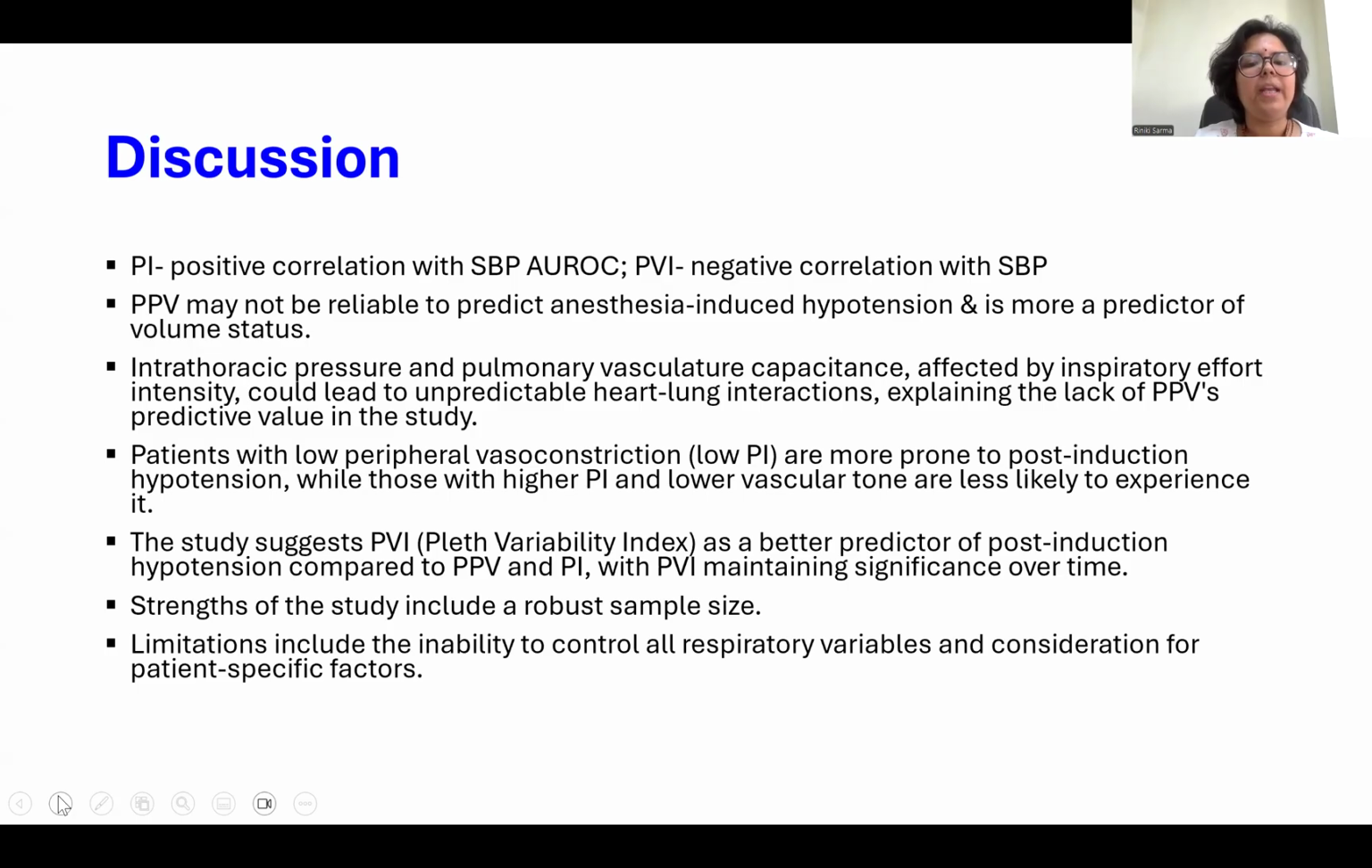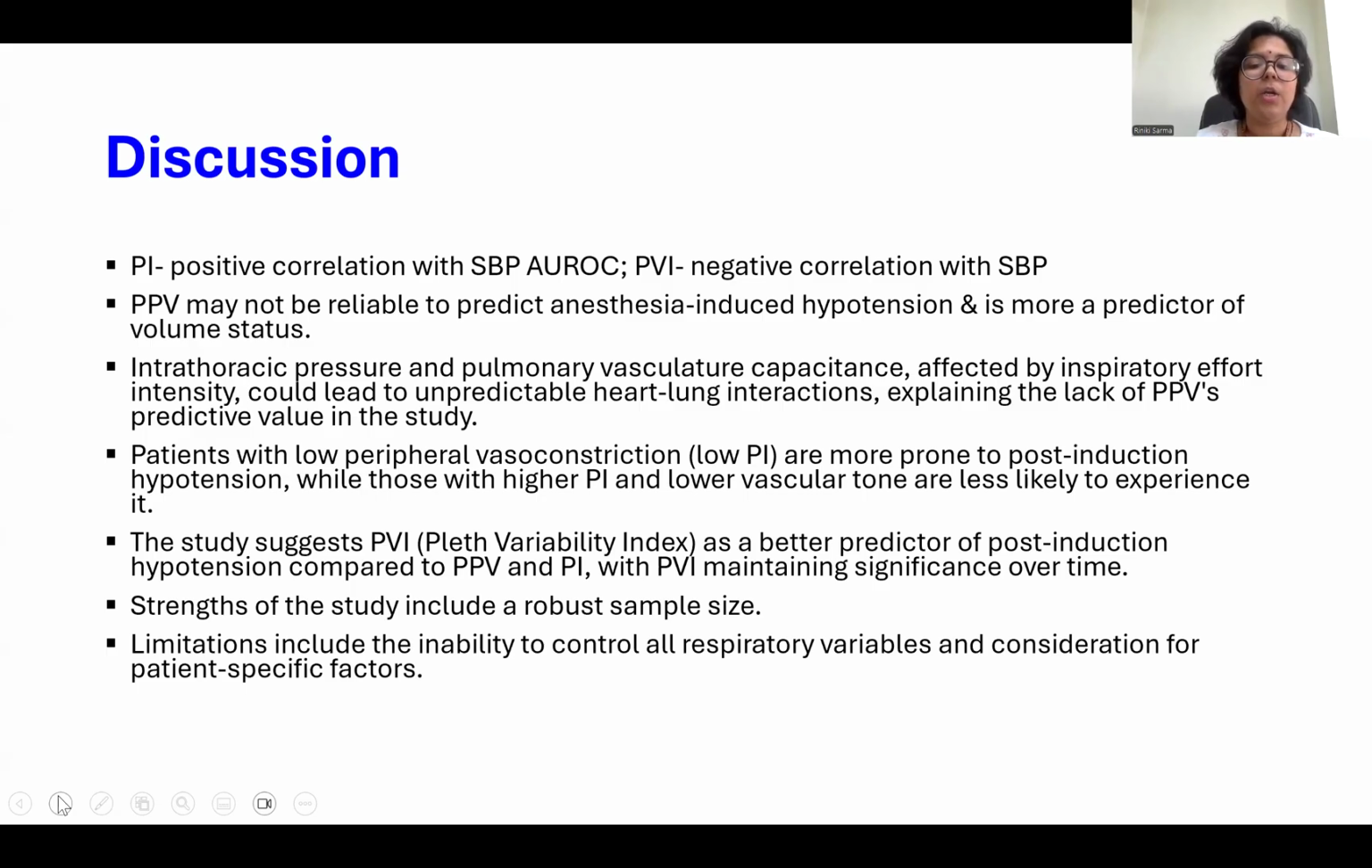Patients with high peripheral vasoconstriction, that is low perfusion index, are more prone to post-induction hypotension, while those with higher perfusion index and lower vascular tone are less likely to experience it. This study suggests that the pleth variability index is a better predictor of post-induction hypotension as compared to pulse pressure variability and perfusion index, with the PVI maintaining significance over time.